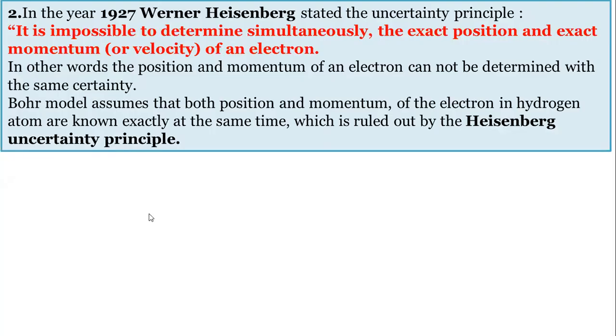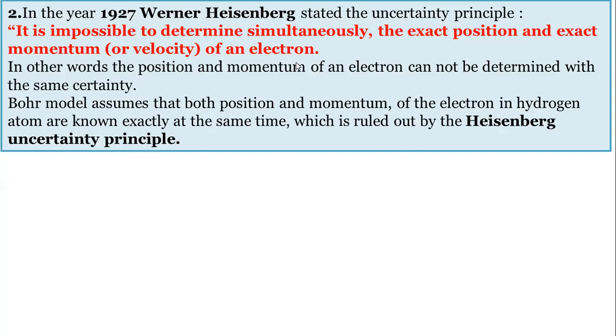And what is the Heisenberg uncertainty principle? Again, Heisenberg is the name of the scientist. In the year 1927, Werner Heisenberg stated his uncertainty principle. What is this principle? It is impossible to determine simultaneously the exact position and exact momentum of an electron. It means we cannot determine at a time the position and the velocity of the electron.